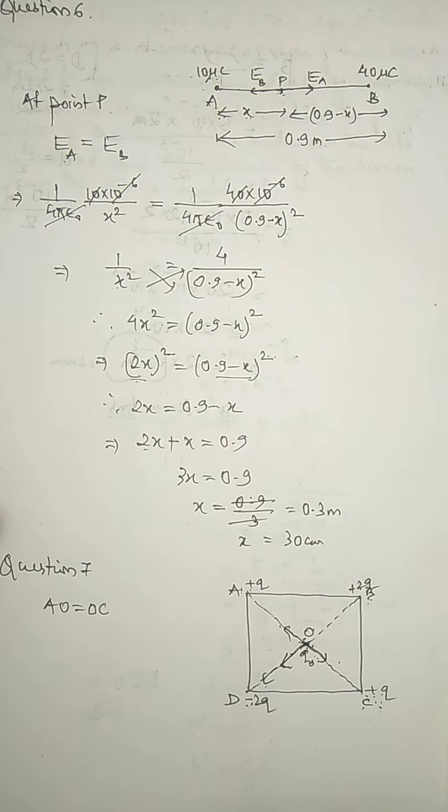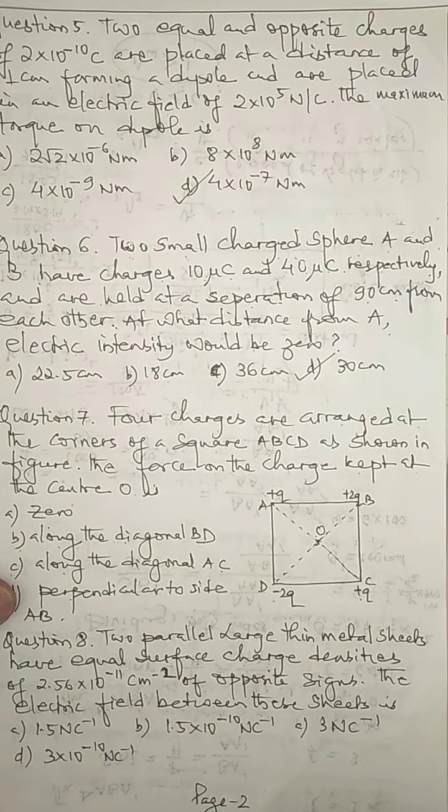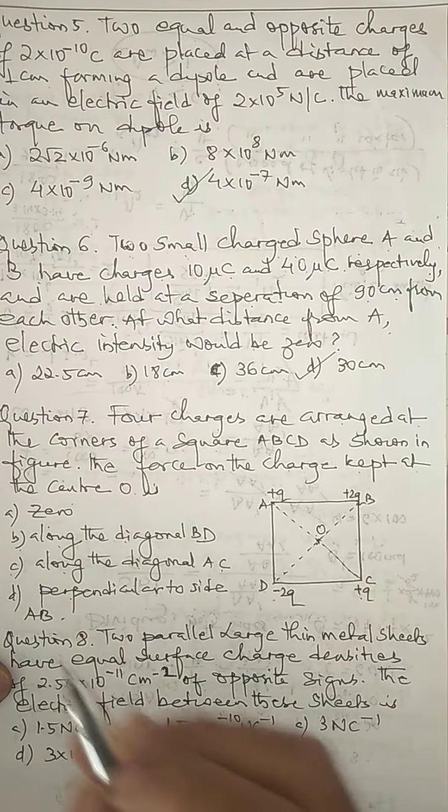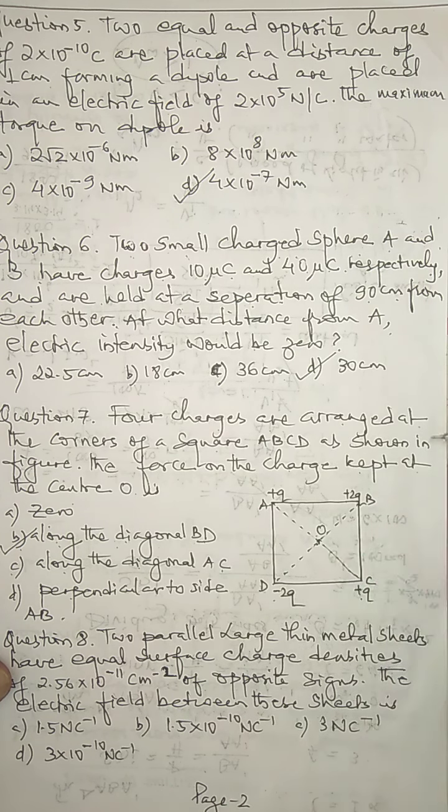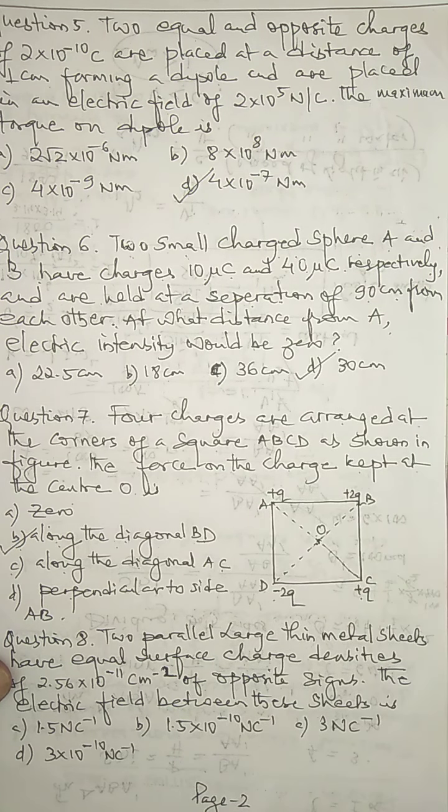So which means the resultant force which is acting from B to what? D. So what is the correct option? The force exerted along B to what? D. So the correct option of this question number 7 is option B, that is along the diagonal BD. Along the diagonal BD means from B to what? D. So the force is exerted on this diagonal. So this is the correct option of question number 7.